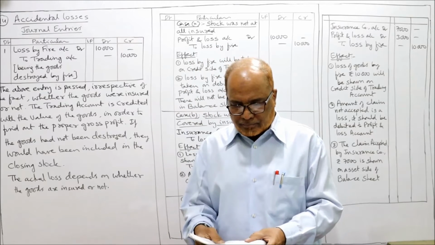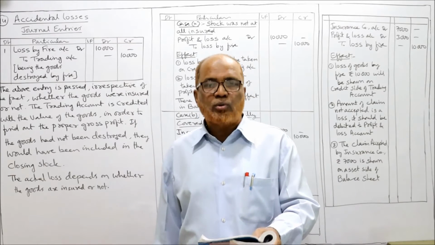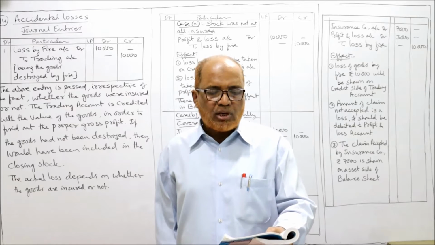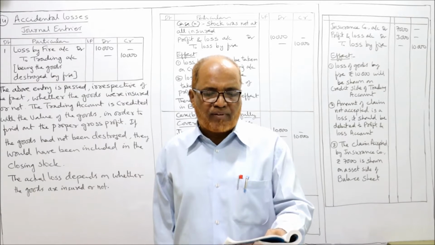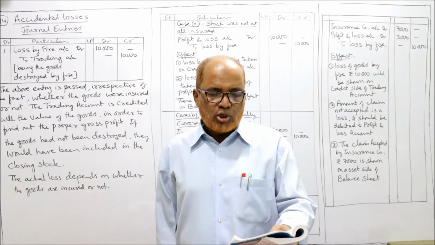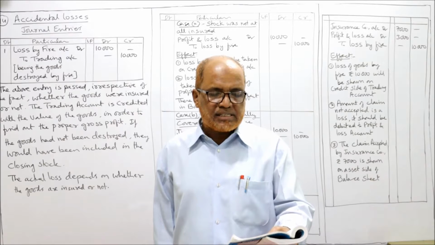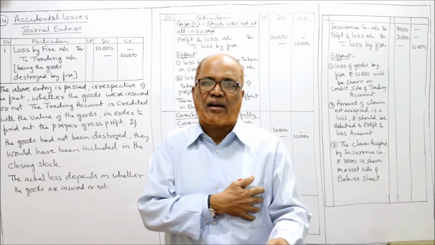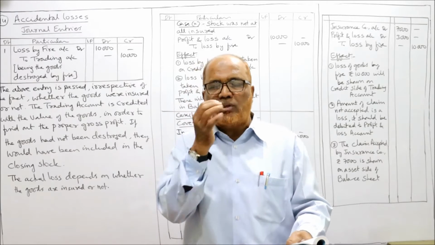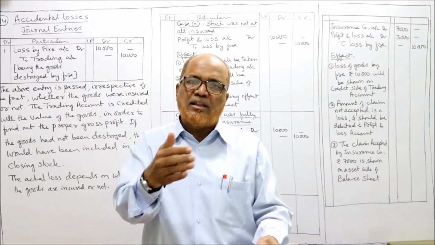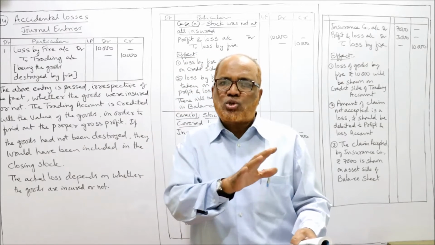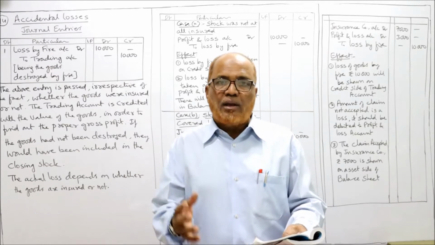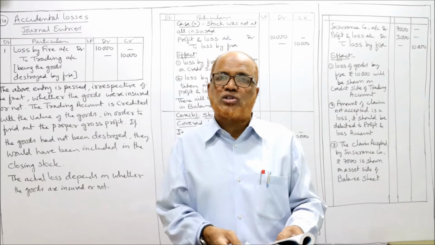See the 14th problem. The closing stock on 31st December 2013 was rupees 35,000, closing stock at the end of the year. There was a loss by fire of 10,000 rupees in the first week of December 2013. So how you are going to deal with this loss by fire of 10,000 rupees? We are closing the accounts on 31st December 2013. Fire occurred in the first week of December, destroying the goods worth rupees 10,000. So 10,000 worth of stock was destroyed by fire. Now how will you deal with this adjustment of loss of stock by fire?